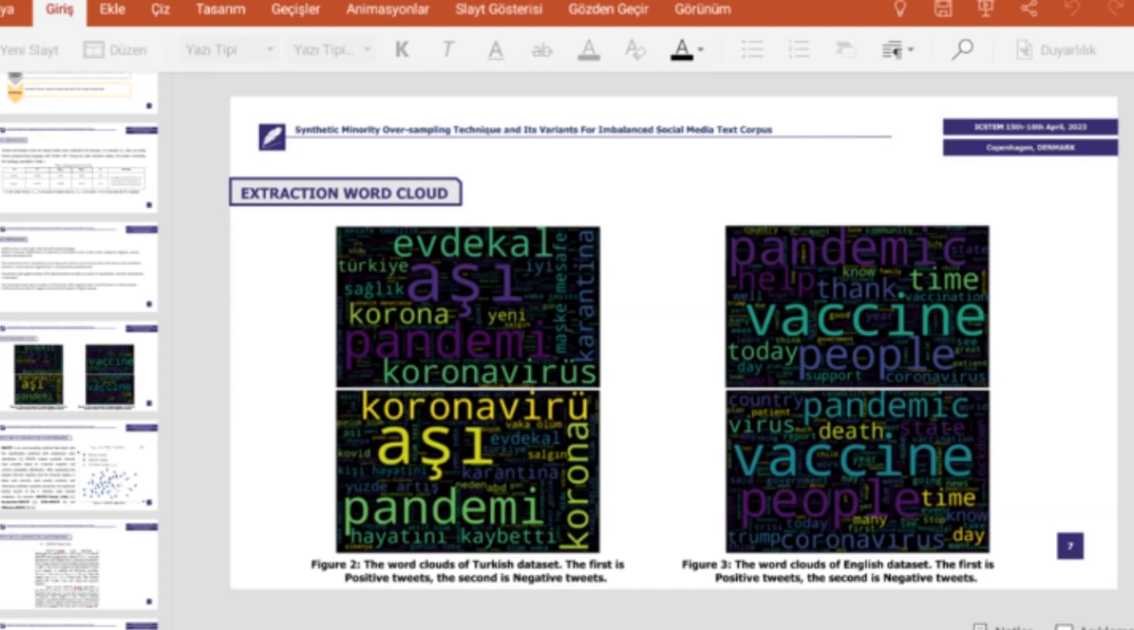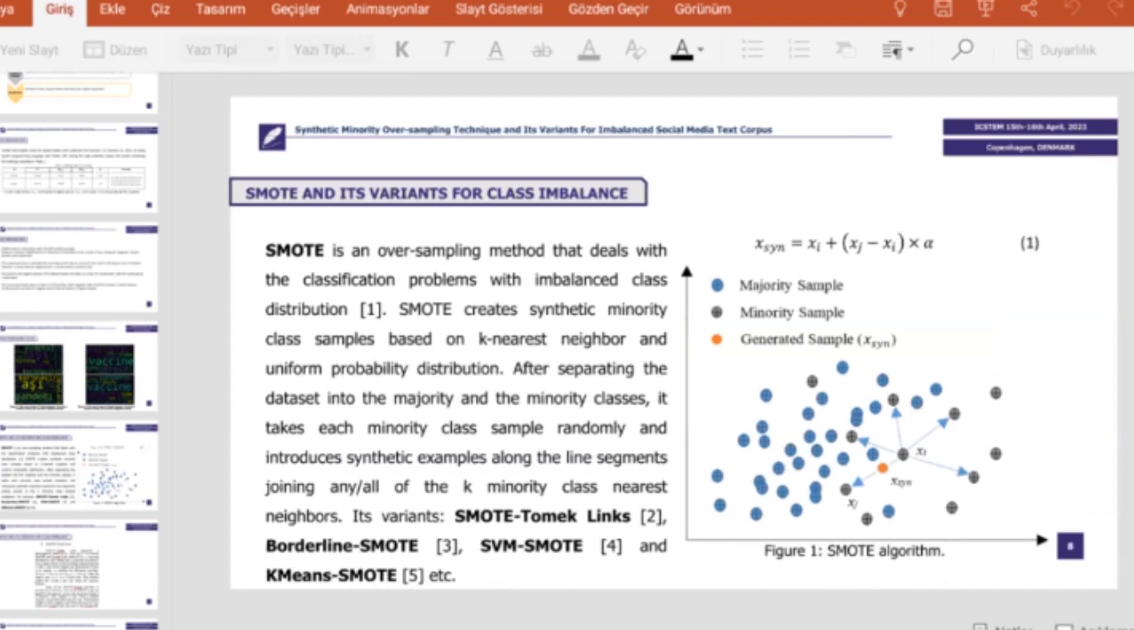As I said, we have imbalanced data sets in our hands, and in order to balance them, we apply SMOTE and its variants. In the SMOTE algorithm, as you can see from my screen, the blue dots represent the majority class examples, and the gray box spots represent minority class samples. In the SMOTE algorithm, we choose a random data point from the minority class.